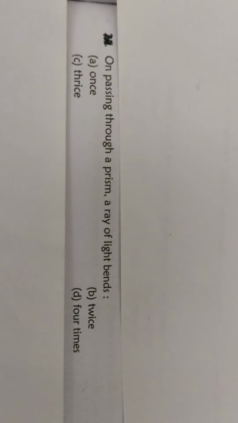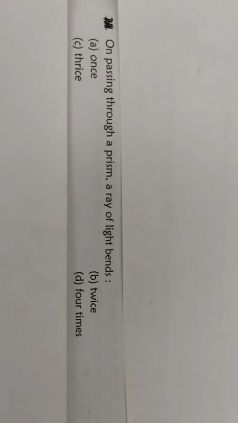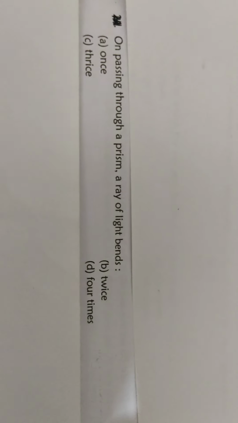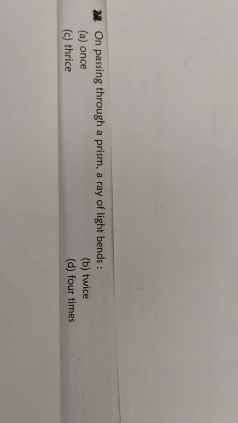On passing through a prism, a ray of light bends. What we have studied in our classes is that the light ray enters at one surface and leaves from the other surface. On the basis of that, our answer should be twice. On passing through a prism, a ray of light bends twice. First towards the normal and then away from the normal. But in both cases, remember it bends towards the base of the prism.